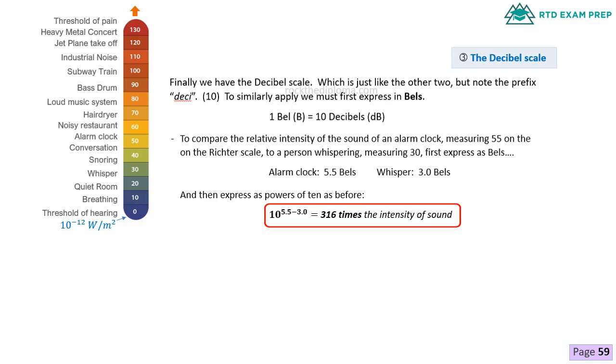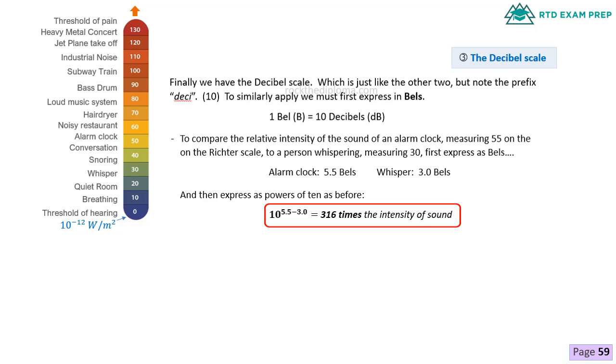Problems involving the decibel scale are really no different from those involving the pH scale or the Richter scale, except for one detail. Typically, we measure sound in decibels, but in order to have these questions work the same as the Richter scale or the pH scale, we would have to work in bels. And this conversion is very simple. I'm sure you can guess that deci means 10, and so we simply divide the value in decibels by 10 to convert it into bels.